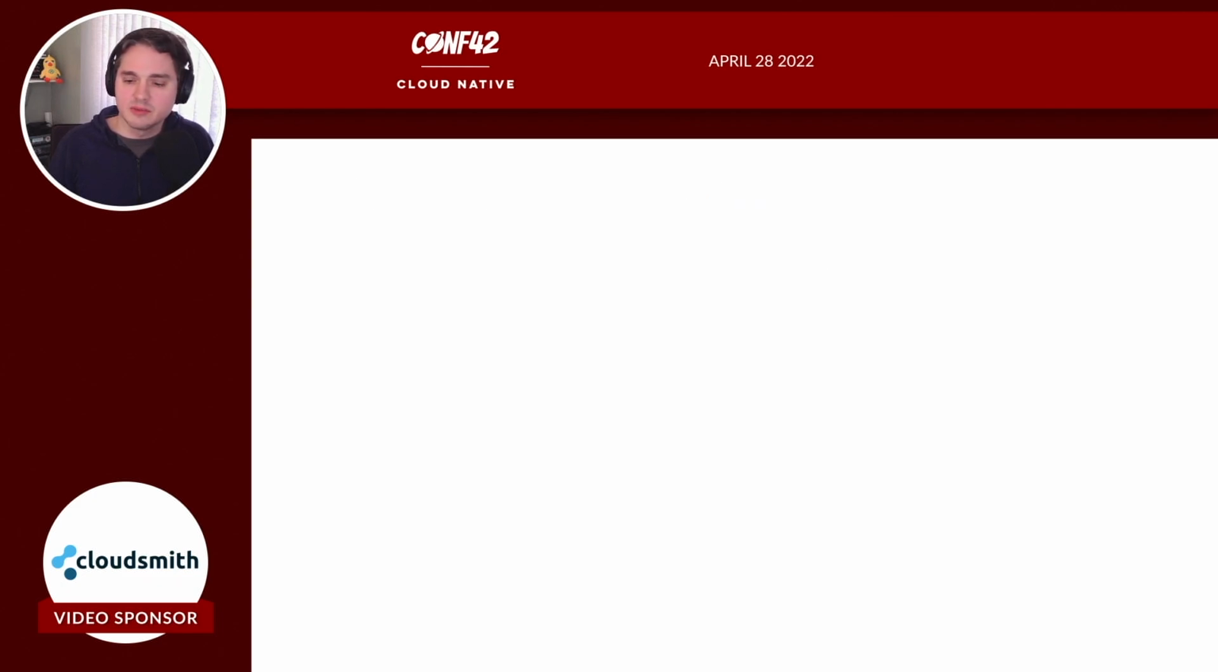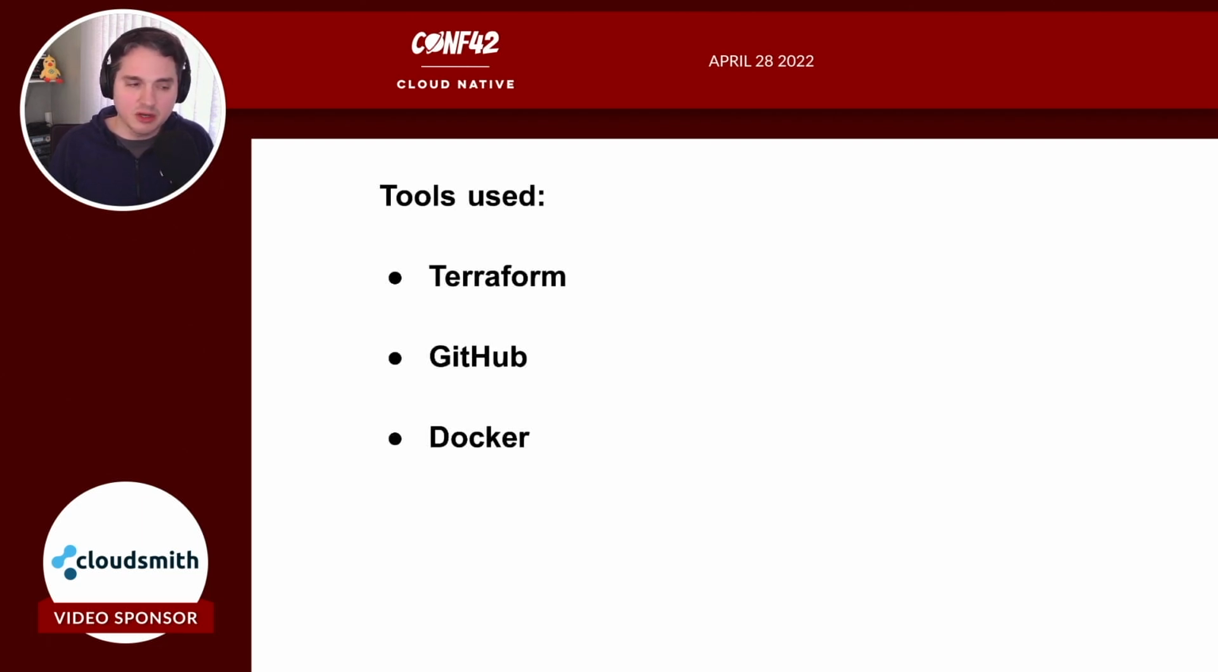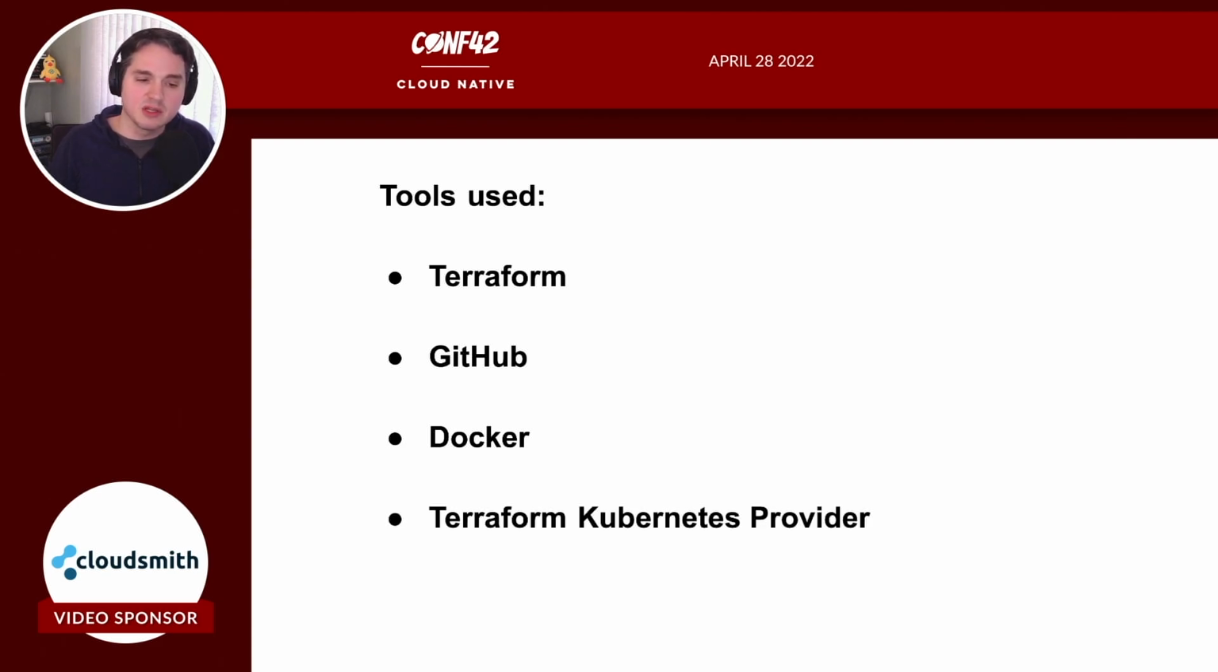So let's have a look at some of the tools we'll be using. Of course, we'll be using Terraform. We'll be using GitHub. Docker, hopefully everyone's used. Specific to Terraform and Kubernetes is the Terraform Kubernetes provider, and we'll be using Drone CI. So hopefully the first three are familiar to everyone. The last two I'll show right here.